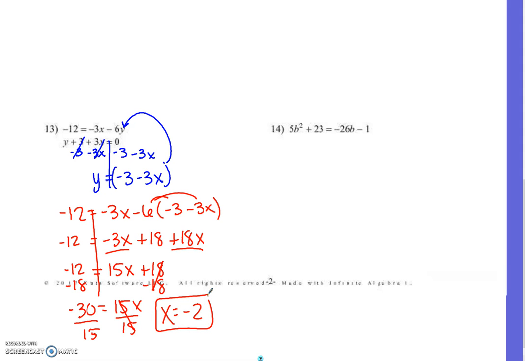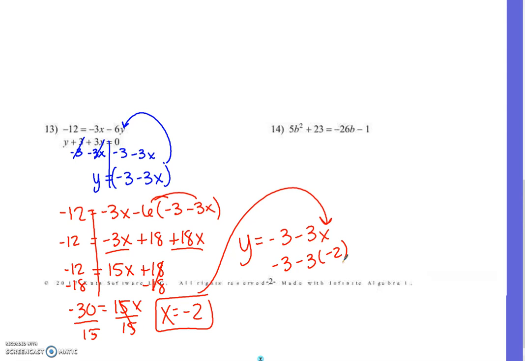Okay, that's great. But you cannot stop there. I will not give you full credit. x does equal negative 2, that's fantastic, but I need to find y as well. To find y, you can plug it into whichever equation you want. But since this one's already solved, I'm going to plug it in there. So I said y equals negative 3 minus 3x. Well, x is negative 2. It's going to go right there. So negative 3 minus 3, but x is negative 2.